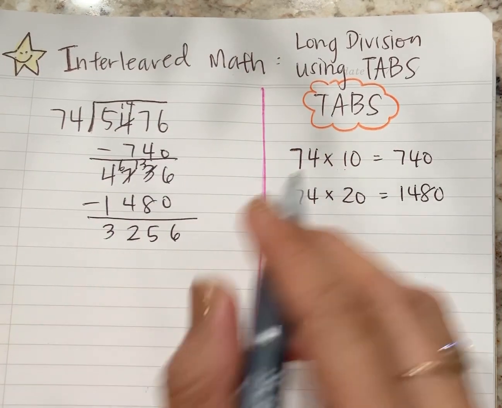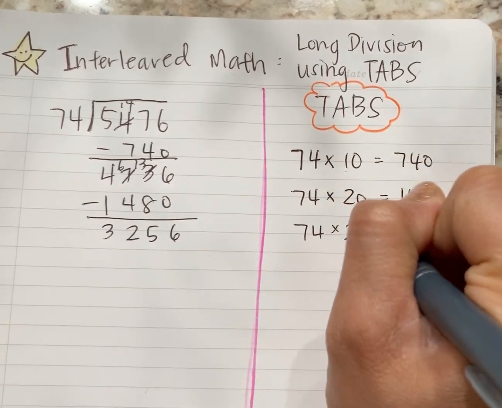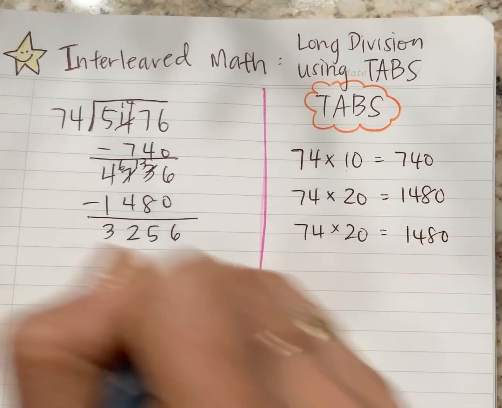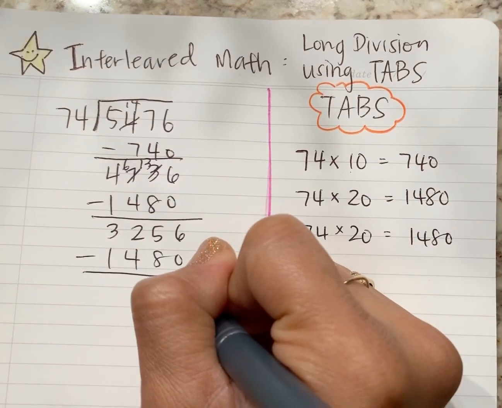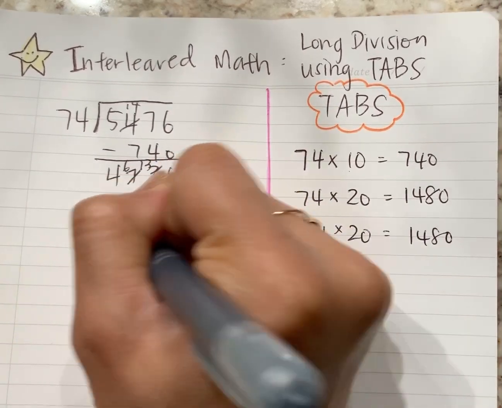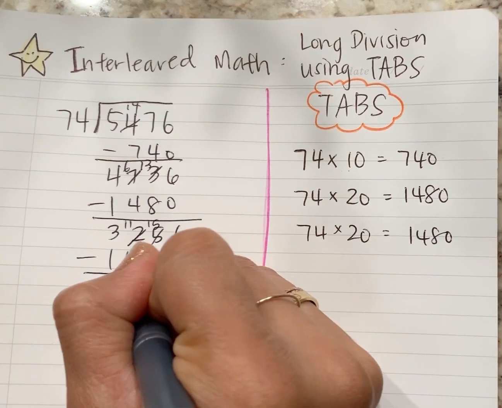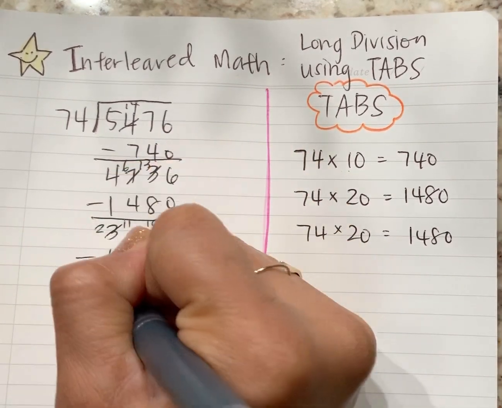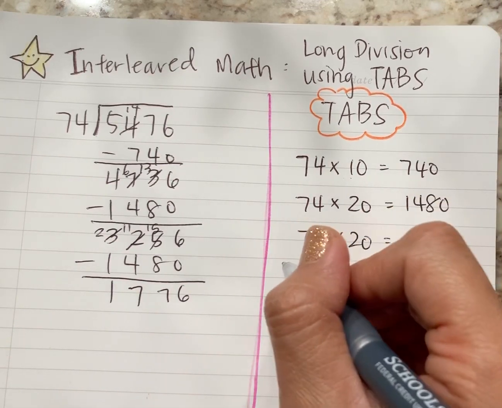Now we have this dividend. I'm going to use the same number because I'm comfortable with that. I already know what the answer is. I'm going to subtract 1,480 again. We have 15, 7, 7, and 1. I hope we're not all forgetting our regrouping and subtraction.